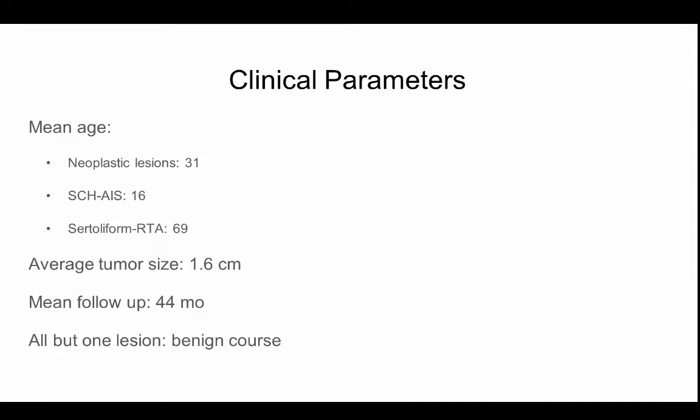The clinical parameters in this case, they showed a mean age of 31 years. The cases of androgen insensitivity syndrome presented at age 16, which is about right when they don't undergo menarche and get a further workup. In the Sertoliform rete testis adenoma in a 69-year-old. The average tumor size was 1.6 centimeters, and the mean follow-up 44 months. All of these were benign except for 1 lesion.